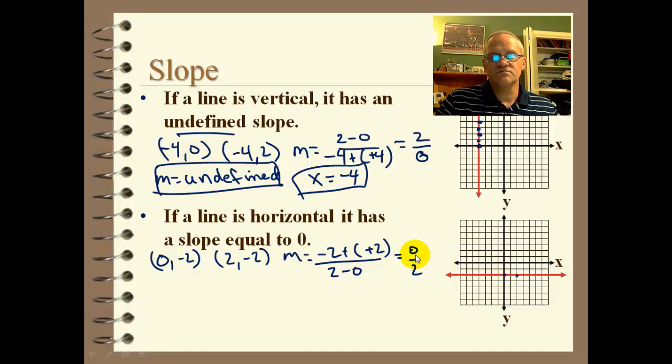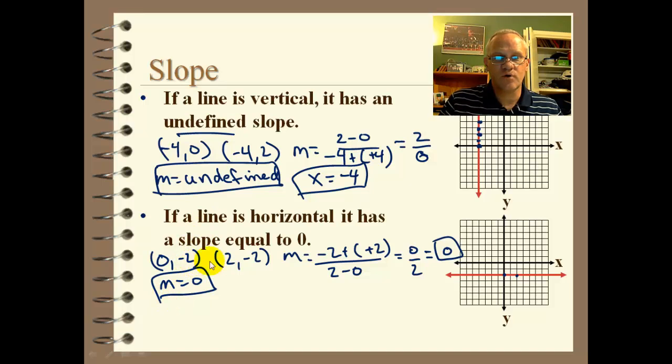What's 0 over 2? Again, if you want to, plug it into your calculator, divide it out. This time it's going to say 0. So when we have a horizontal line, it doesn't matter what 2 points we pick on that line, the top 2 numbers will always give me 0, whatever the bottom number is, and so we've got a slope of 0, always when it's horizontal. And again, look at those 2 points, negative 2 for y, negative 2 for y.